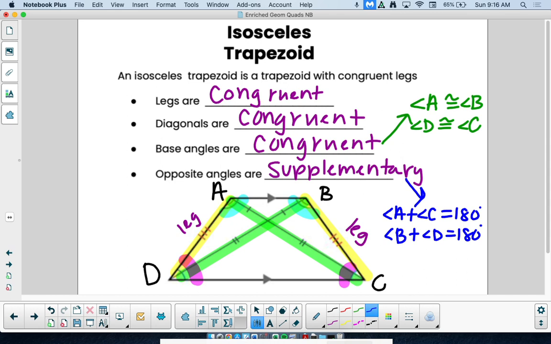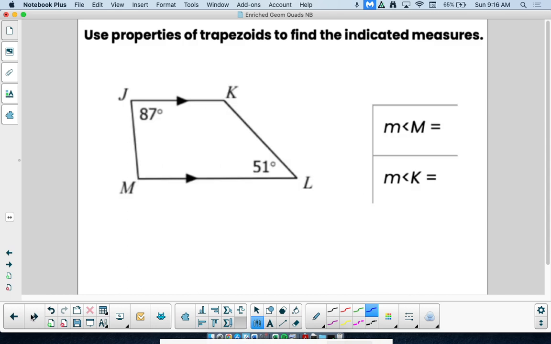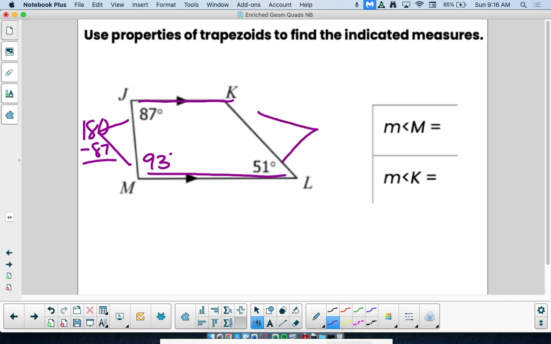So let's practice finding these angle measures in our trapezoids. It says use the property of trapezoids to find the indicated angle measures. This one's pretty straightforward. We're just looking for the two missing angle measures here. So don't forget, we have parallel lines, so consecutive interior angles add to 180. So 180 minus 87 will give us angle M, which is 93 degrees. Same thing over here. 180 minus 51 gives us 129, which is the measure of angle K.